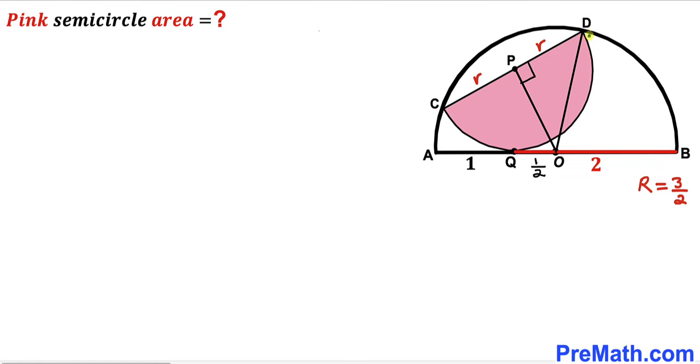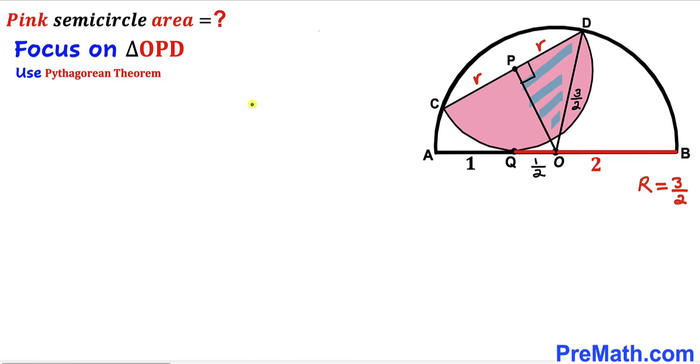And now let's make an observation. We can see this OD is the radius of this semicircle, and the radius is 3 divided by 2. So therefore, this has got to be 3 divided by 2. And now we are going to focus on this right triangle OPD. And we are going to apply the Pythagorean theorem on this triangle OPD. And here's our Pythagorean theorem: a square plus b square equal to c square. And in our case, our hypotenuse is 3 divided by 2, whereas our two other legs are lowercase r and this side OP. So let's go ahead and fill in the blanks in this Pythagorean formula.